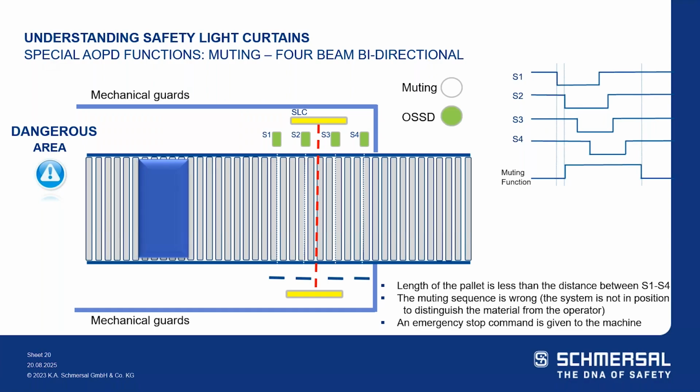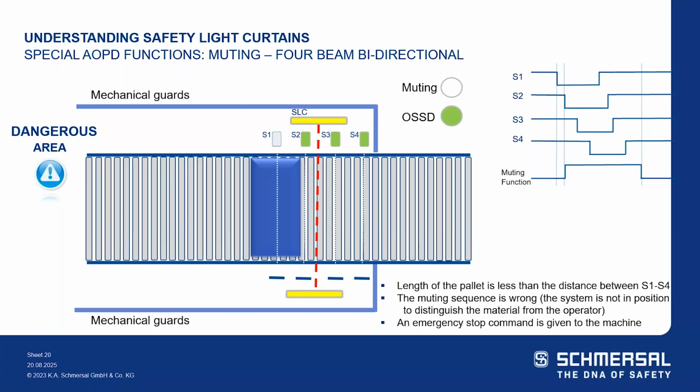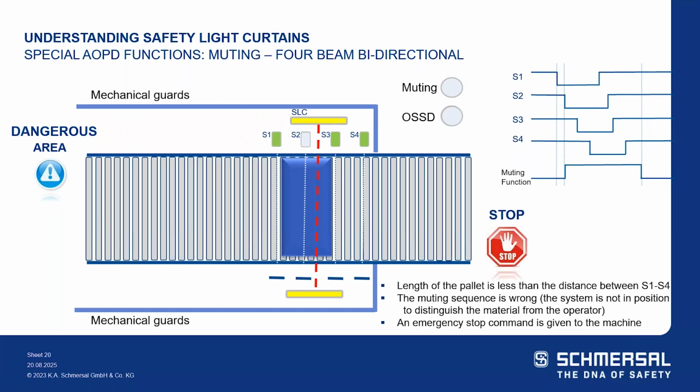Here, the length of the pallet is less than the distance between the 4 sensors, sensor number 1 to sensor number 4. So because the muting sequence is incorrect, again, we're not in a position to distinguish the material from the operator. The fault occurs because the proper muting sequence is not triggered, and the emergency stop command is given to the machine.